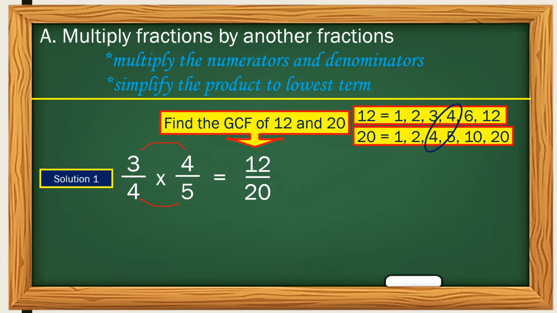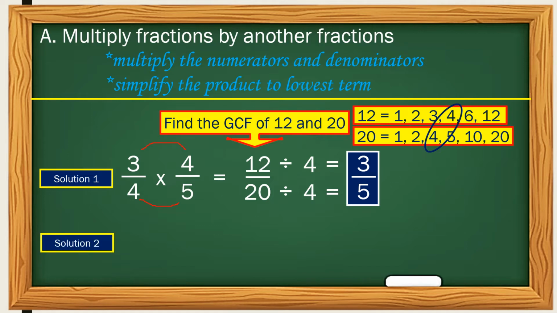So, yung 4 naman ngayon, gagamitin natin para i-divide natin dito sa 12 and 20. So, 12 divided by 4 and 20 divided by 4 is equal to 3 over 5. Okay? So, 3 over 5 is our final answer. And this time, I'll show you the second solution. Our second solution is, copyin lang natin, 3/4 or 3 over 4 times 4/5 is equal to.